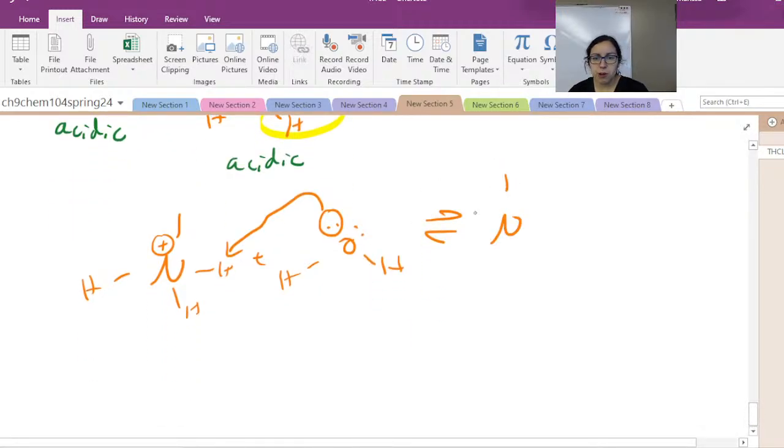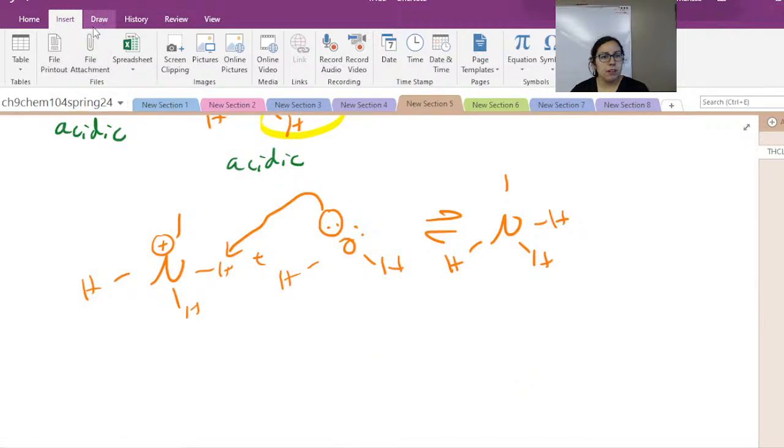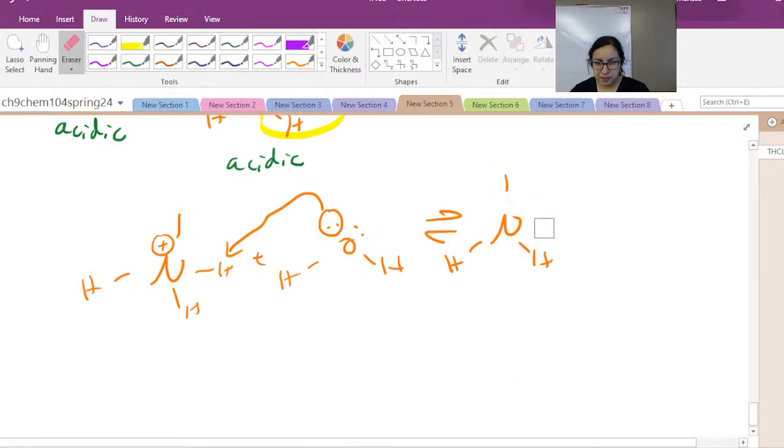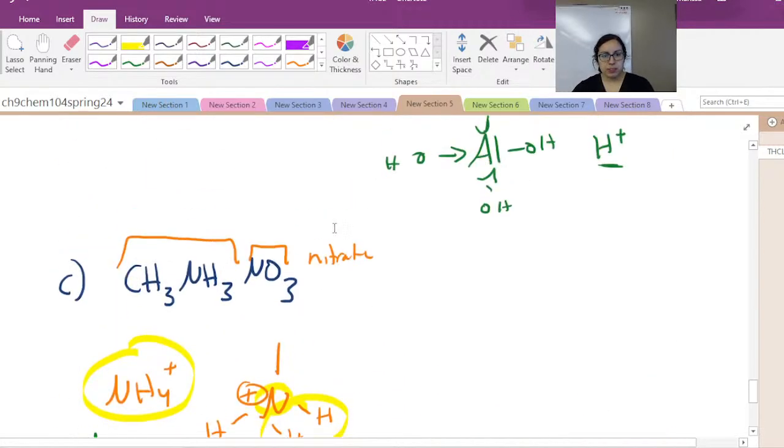So then you would remake our methylamine here. Oops, sorry, I left off the hydrogen. Oh, no, too many now, sorry. And then there's our hydronium formed. Yay. And then what was nitrate again? Is this acidic, basic, neutral?